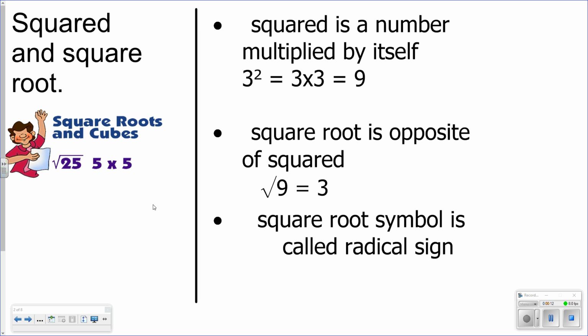So, the difference between squared and square root. Squared means that it's a number multiplied by itself. So when it says 3 to the power of 2, that means 3 times 3, which equals 9. The square root is the opposite of squared. So the square root of 9 is equal to 3. The square root symbol is called a radical sign.